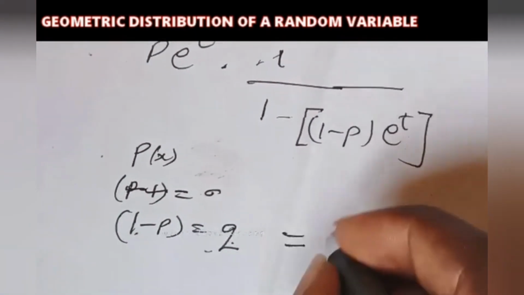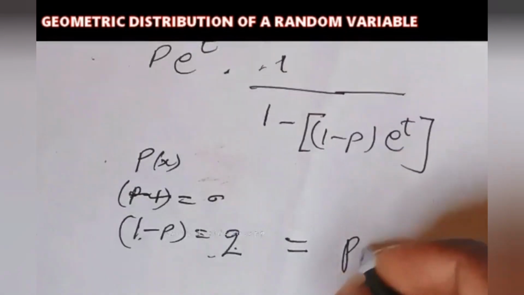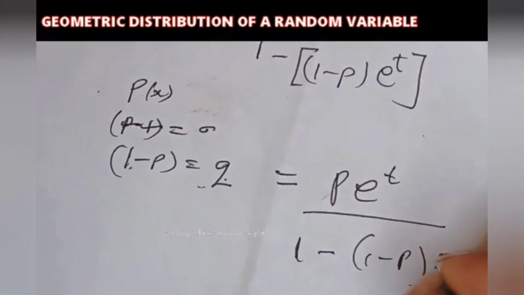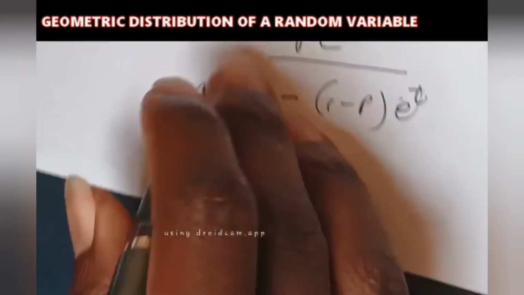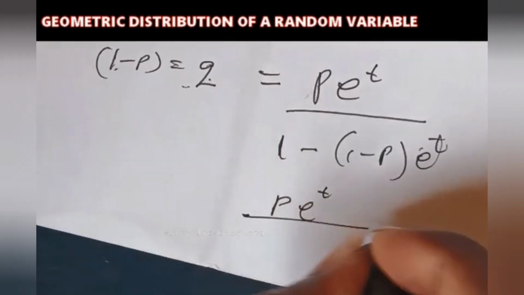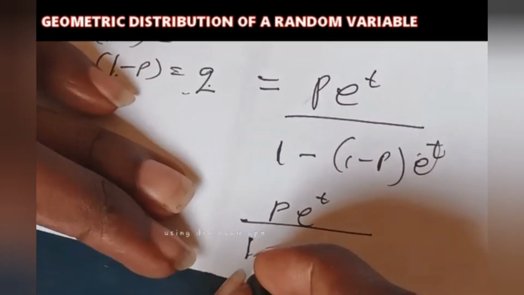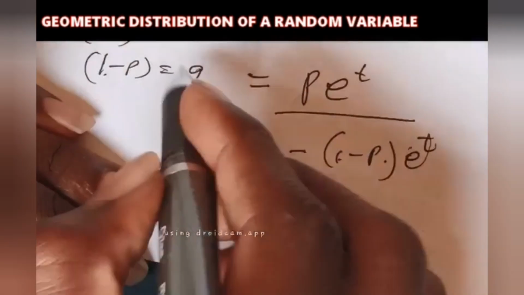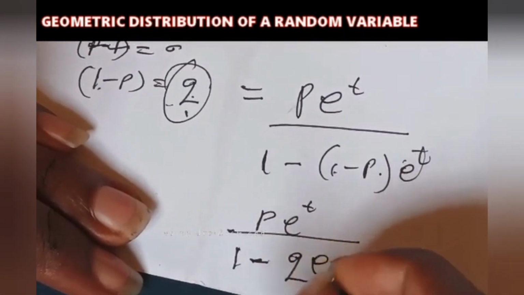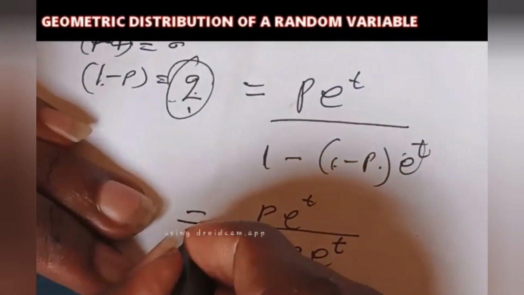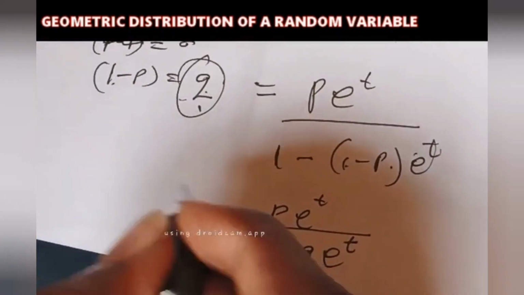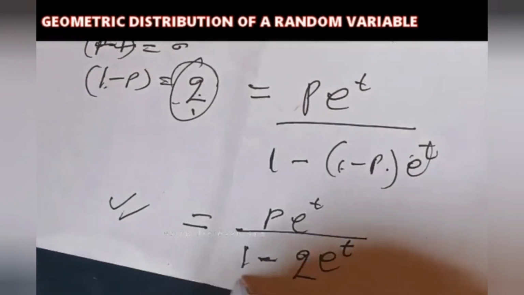So this is going to be p exponential t over 1 minus p exponential t. We can substitute it by saying it is p exponential t over 1 minus, remember that 1 minus p we said is q, so it is q exponential raised to t. This marks the end of our geometric distribution of a random variable, and this is the answer.